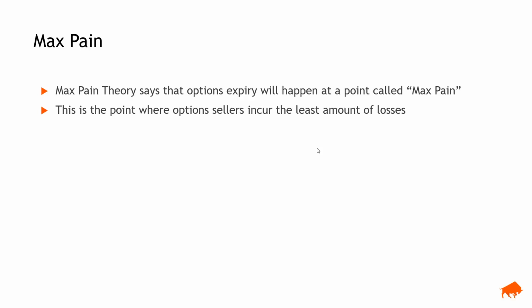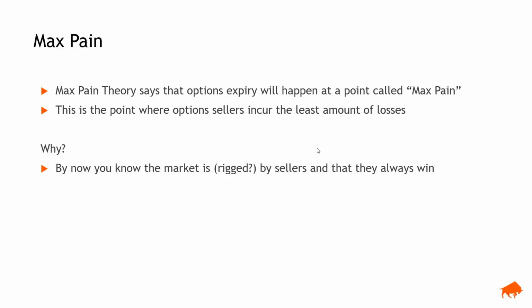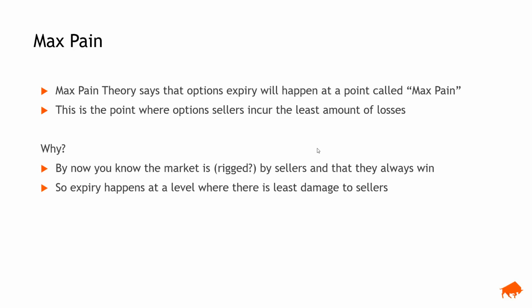Basically, the entire argument going around is that this entire market is rigged in favor of sellers, therefore they'll make sure that the market expires where they lose the least amount of money. So if you believe for a second that the market will always conspire to make sure that the sellers lose the least amount of money, then it will happen at the point called Max Pain. So Max Pain is some strike where we think that the expiry will happen because that causes the least amount of damage to sellers. But this is just a theory without much academic evidence, so you have to take it with a pinch of salt.